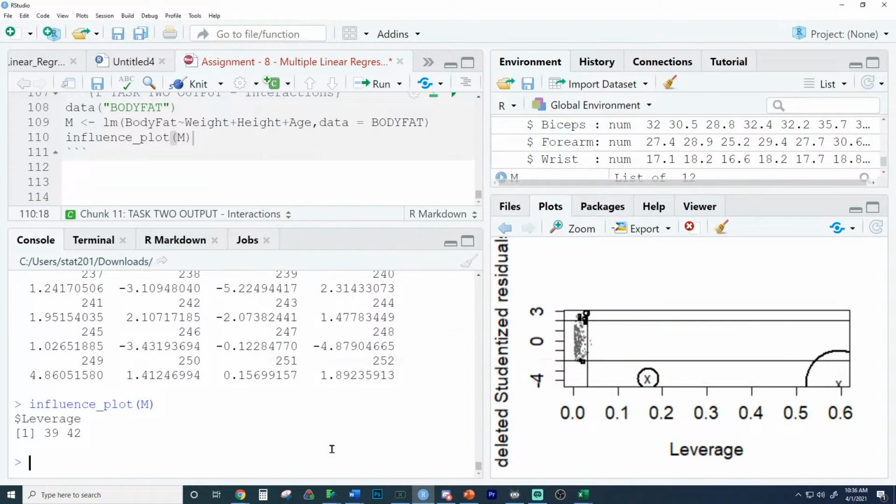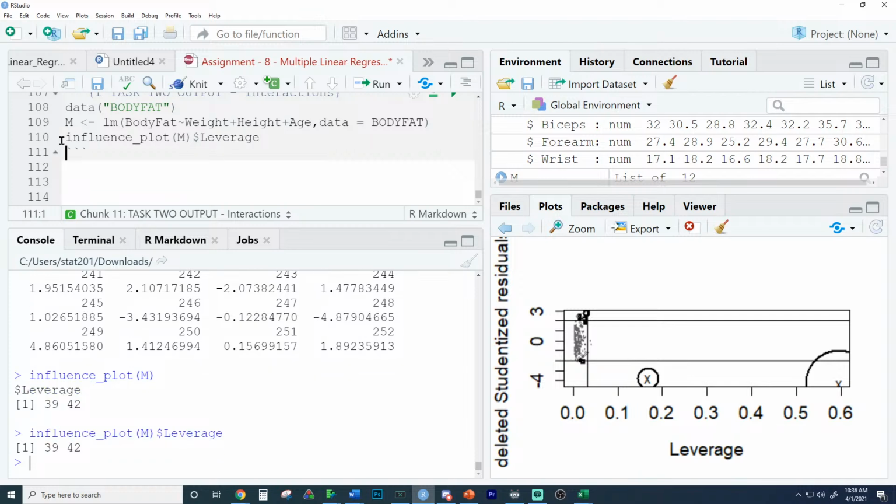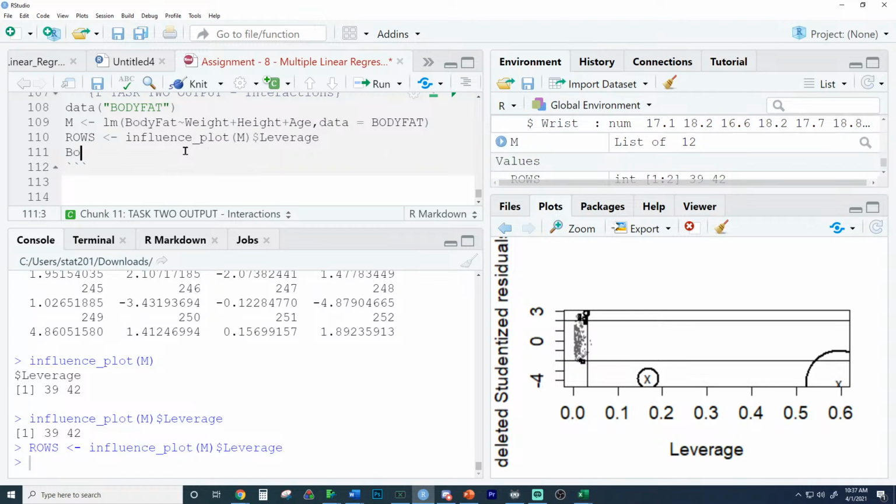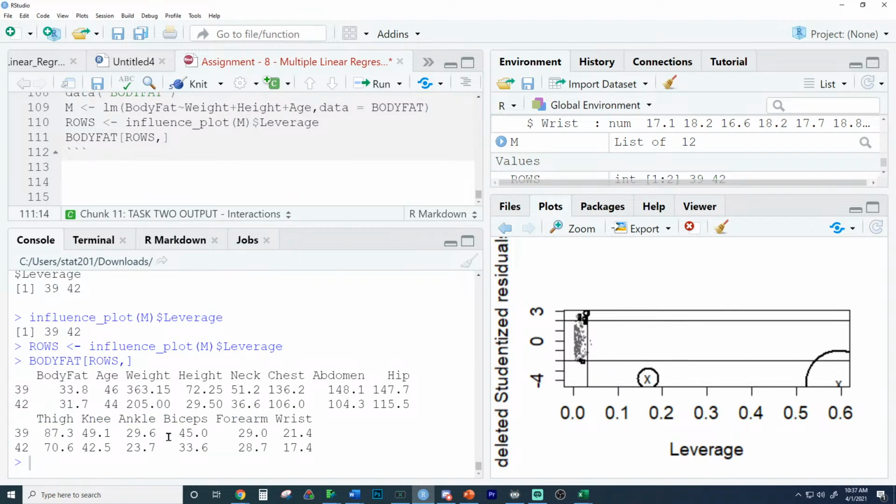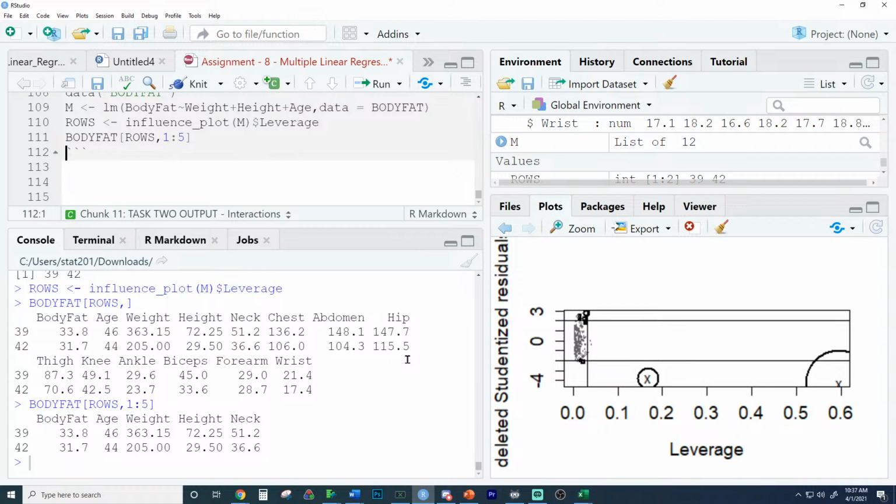Mubot is awake. You can actually get the points by going down here and taking the leverage. So you can store them right here, and you could go here to rows and put them right here, and then you could go to your data frame and take those rows you're interested in and look at them. Now, I don't want to look at all of the data for this. I'm just going to go 1 through 5 right here.